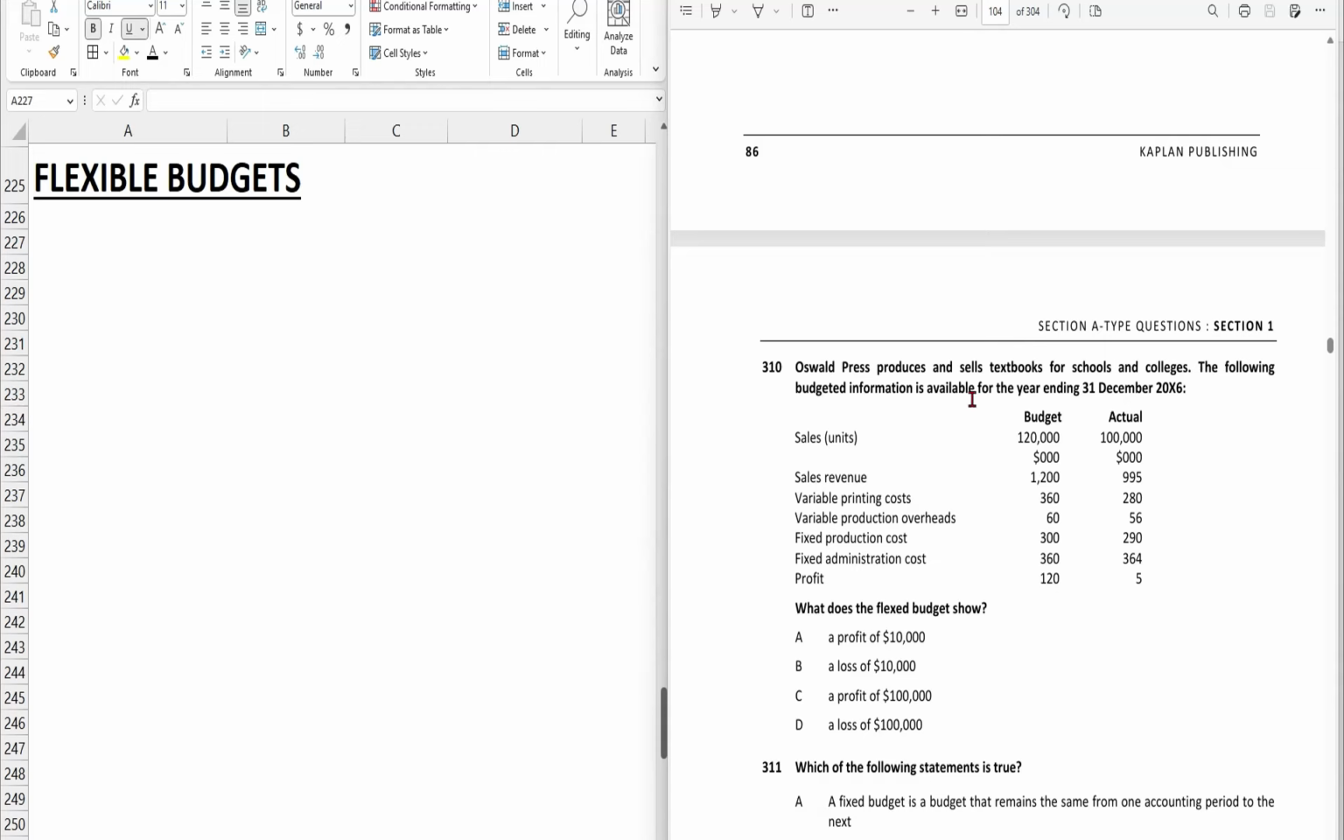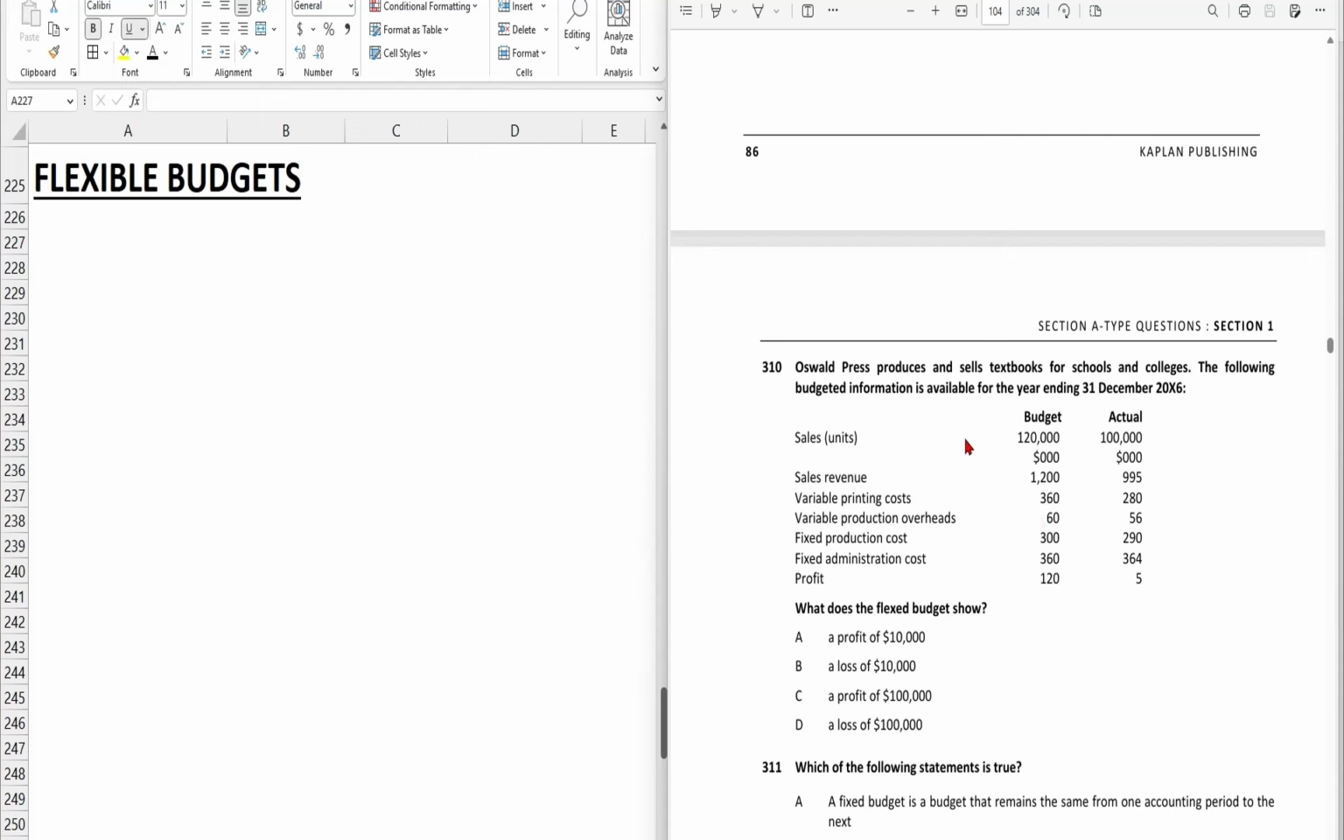And the following budget information is available for the year ending 31st December 2006. So they have provided the budgeted figure and the actual sales figure. Right. So what is the flex budget? See, here you can see the activity level is not the same, so we can't compare these two things. In that case, to make it comparable, we need to prepare the flex budget. Flex budget means we'll flex this budget for the actual level of activity, which is 100,000.